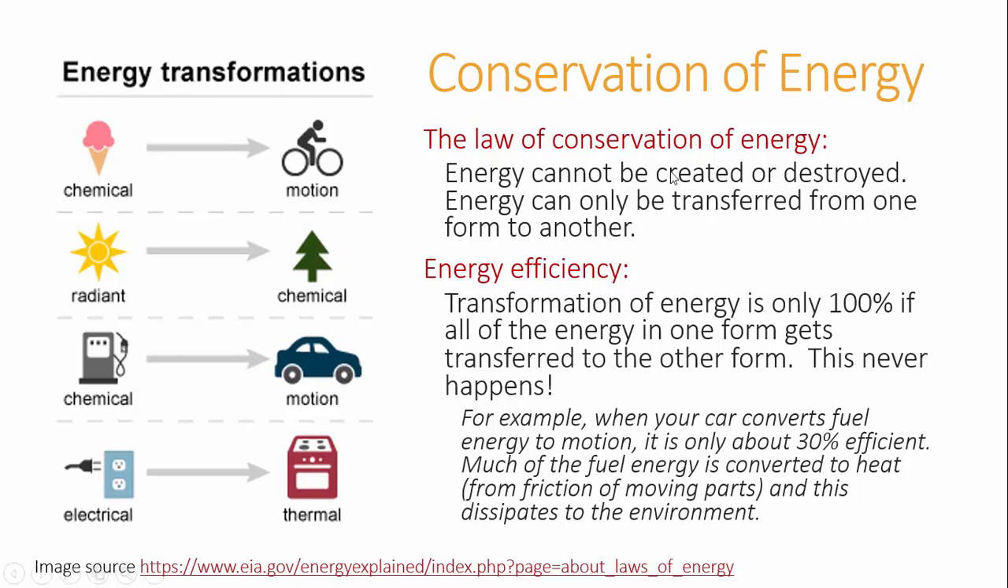And there's a number of examples here of energy transformation. If you eat some food, your body burns up that food and gives you energy to power your bicycle. The radiant energy from the sun gets harnessed by plants and they turn it into chemical energy. Gasoline is a chemical energy that when you combust it, it powers your car. And electricity is a wonderful source of energy for us to use because it can easily be transferred into other types of energy like thermal energy to power your stove or your oven.